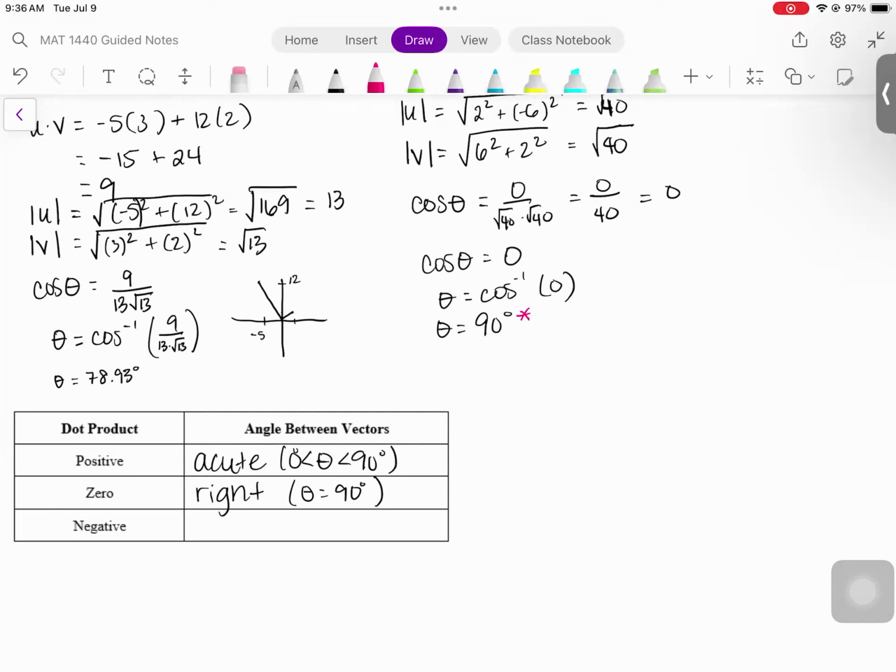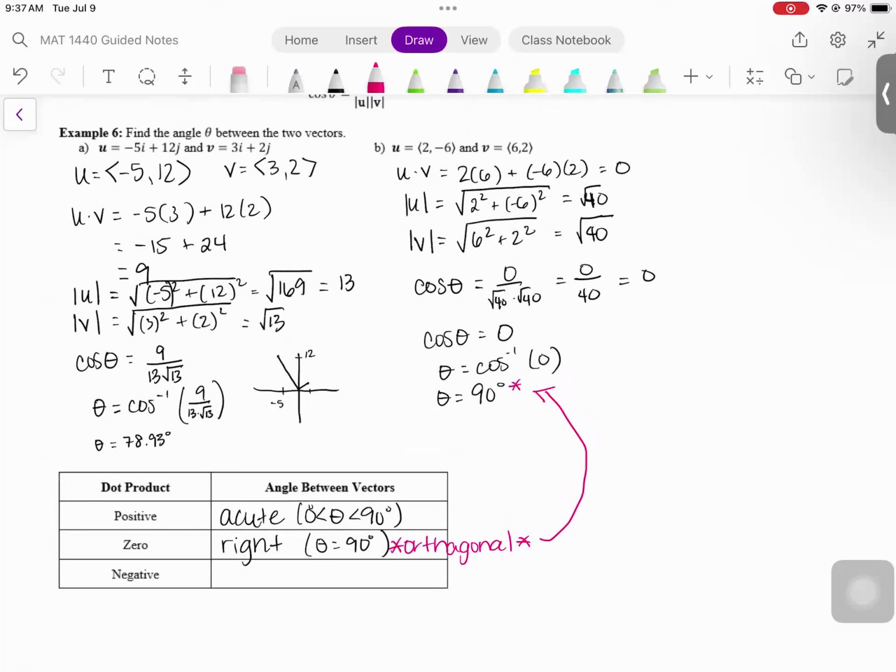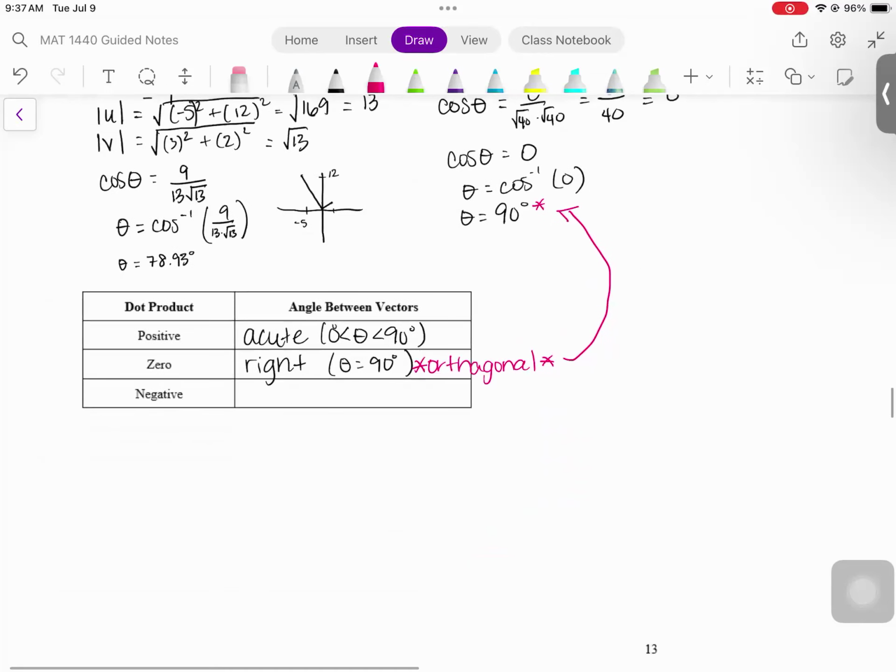Now, there's a special name when we have a dot product of 0. This is called orthogonal vectors. And that was what we observed in that last example. Those two vectors, 2, -6, and 6, 2, those were orthogonal vectors. If the dot product happens to be negative, then our angle between vectors is obtuse, or between 90 and 180 degrees.